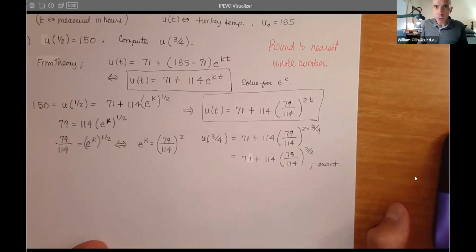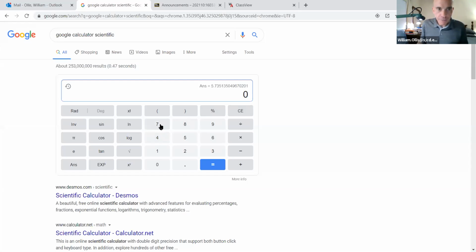Okay, so let's go to Google, to our Google calculator. And so we have 71 plus 114 times, now parentheses, 79 divided by 114, close, and then now we want to use our power key, and then parentheses, 3 divided by 2.